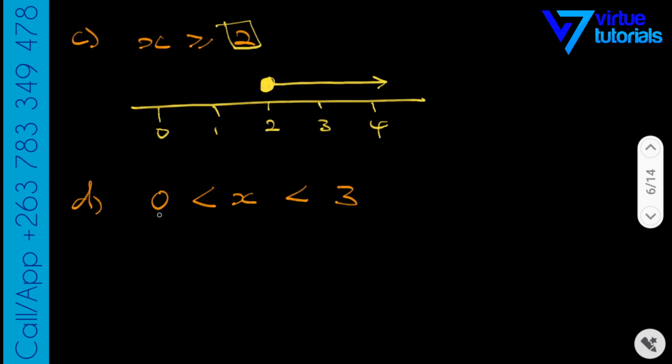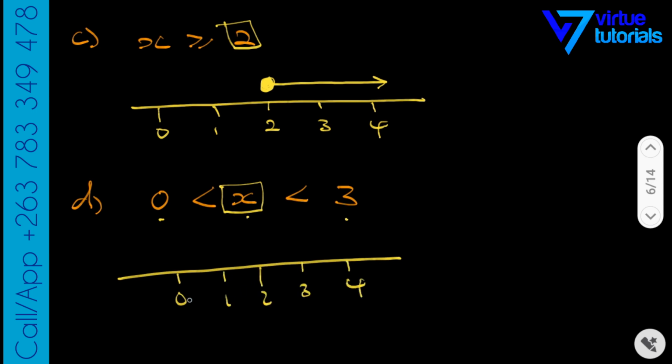Now, 0 is less than x, which is less than 3, right? So this statement is saying x is a number that's bigger than 0, but smaller than 3. So x is a number between 0 and 3. If I have my number line here, I will have 0, 1, 2, 3, 4. I'll draw a circle at 0, which is one key number. I'll draw a circle at 3, which is the other key number, and then I'll join them like this. So this is what it shows: x is a number bigger than 0 but less than 3. So x is a number between 0 and 3.